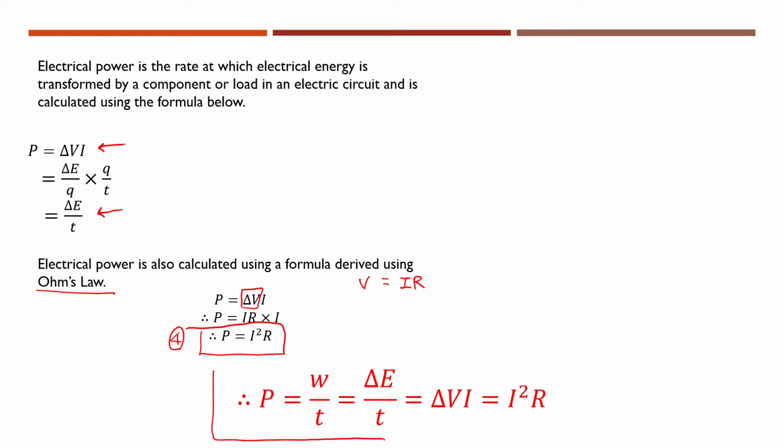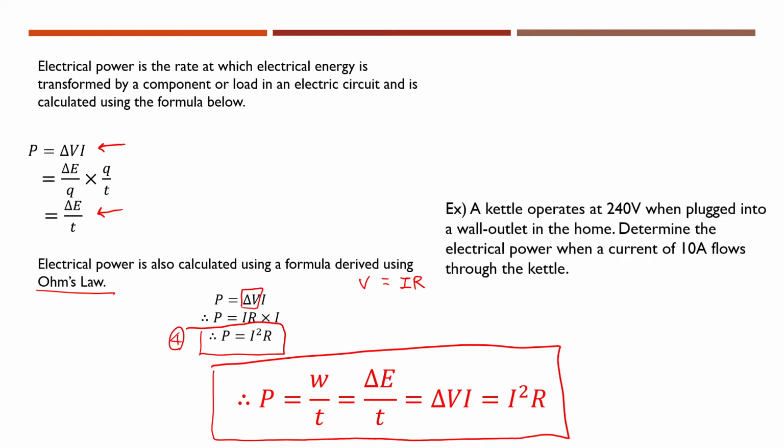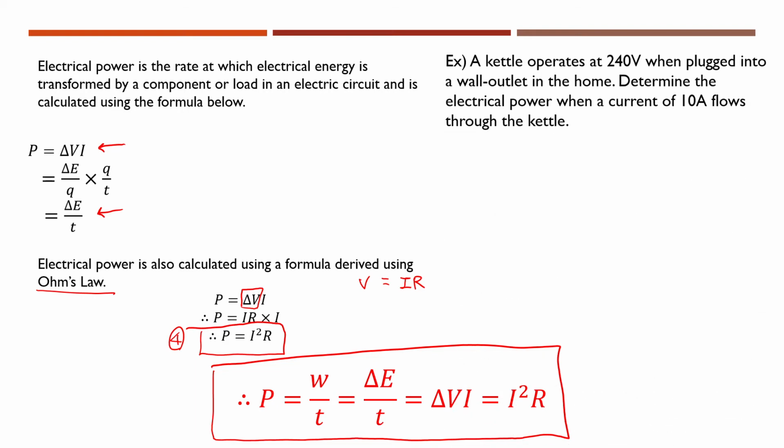I know you've written all of it, but why not make a summary one at the end? P can be work done over time. P can also be change of energy over time. P can also be the potential difference times current. It can also be current squared times resistance. So those are all four different equations you can actually use to calculate power. So copy that down.